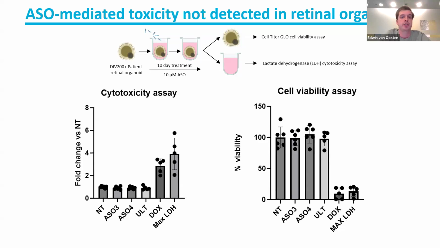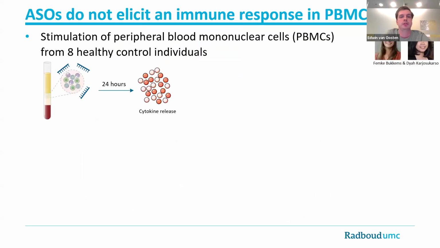So this is the work on safety that we did in retinal organoids. We also did an initial safety testing in peripheral blood mononuclear cells, or PBMCs, where we stimulated PBMCs for 24 hours with our ASOs and checked for the release of pro-inflammatory cytokines. And this was done by a technician in our group, Femke, and a former postdoc in our group, Dia.